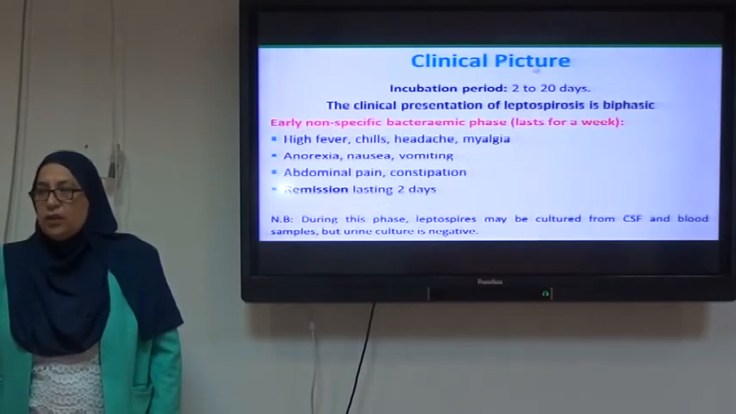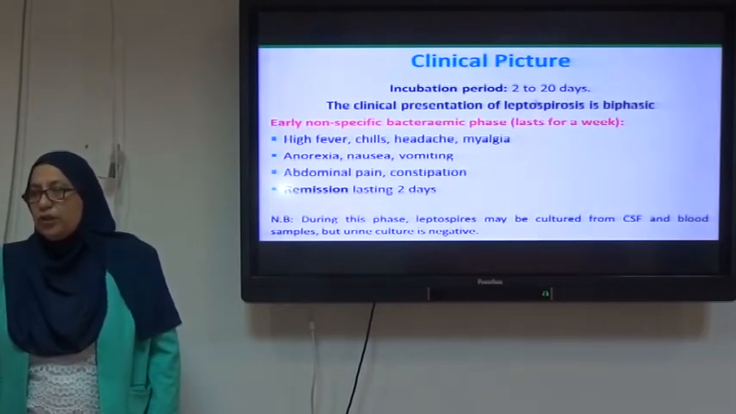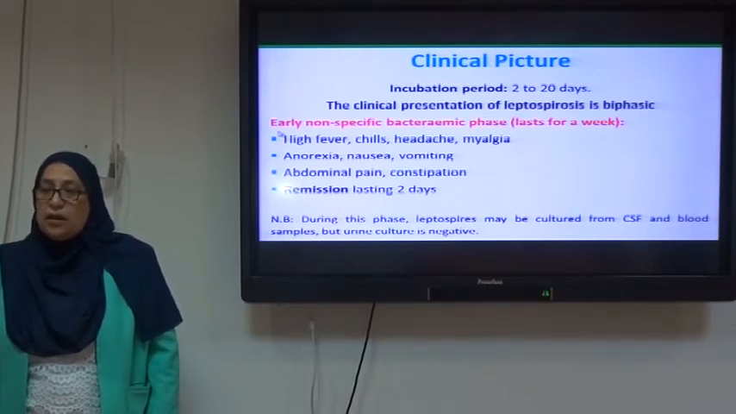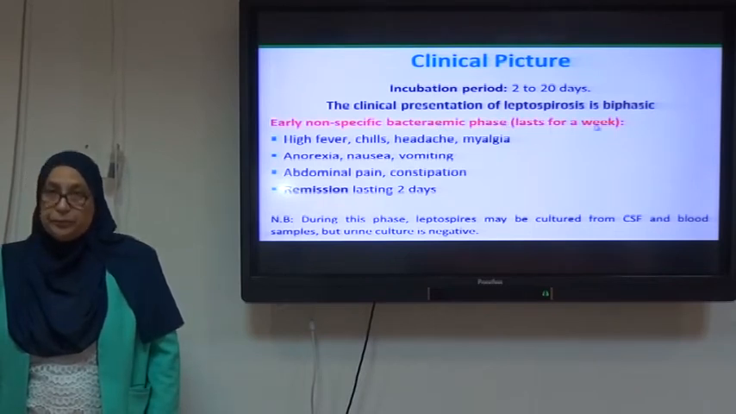Let's come to the clinical picture. Incubation period ranges from 2 to 20 days. The clinical presentation is biphasic. It has two phases. The first phase, the early, non-specific, bacteremic phase, lasts for a week.